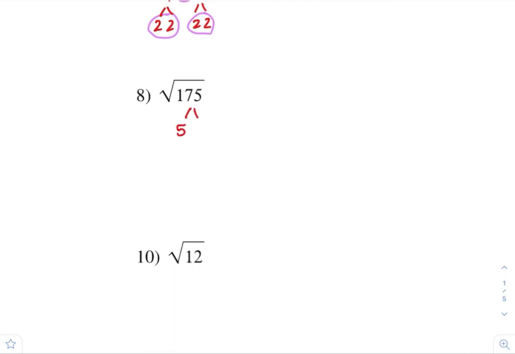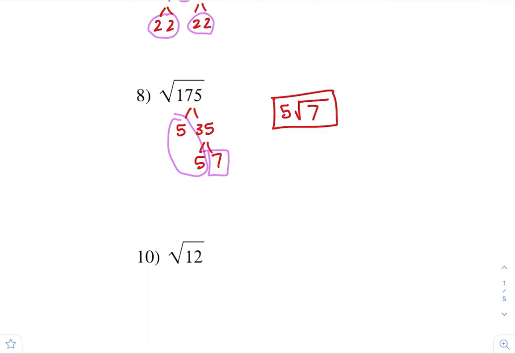Number 5, factors of 175. 5 and 37? Is that right? Nope, that is not right. 5 and 35. Alright, factors of 35, 5 and 7. Pairs. Leftover. So, square root of 7, because that's the leftover, and 5, because that's the pair. Leftovers on the inside, pairs on the outside.